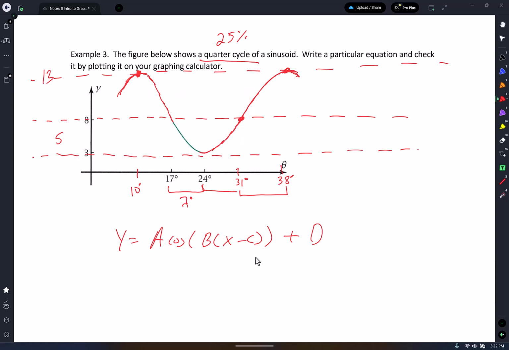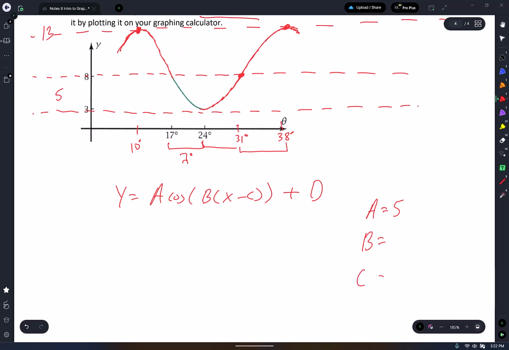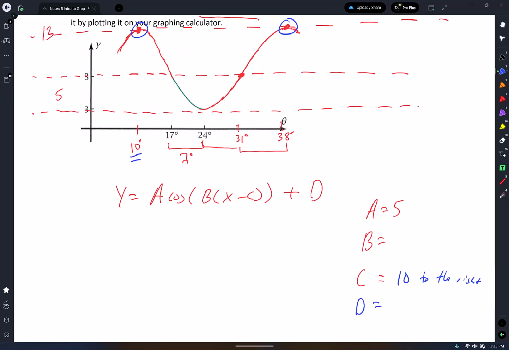What do we know? What's the easiest one? A? Okay. A is the distance from the 13 to the midline or from the 8 to the lowest, which is 5. B, we'll figure it out in a little bit. C, we can actually use 38 if you wanted to, but usually you want to use one closer to the y-axis where you're using cosine. Use the peak. We could either use this one or this one. So we're going to use the 10. 10 to the right. The midline, D, is 8. And all I need now is the B.